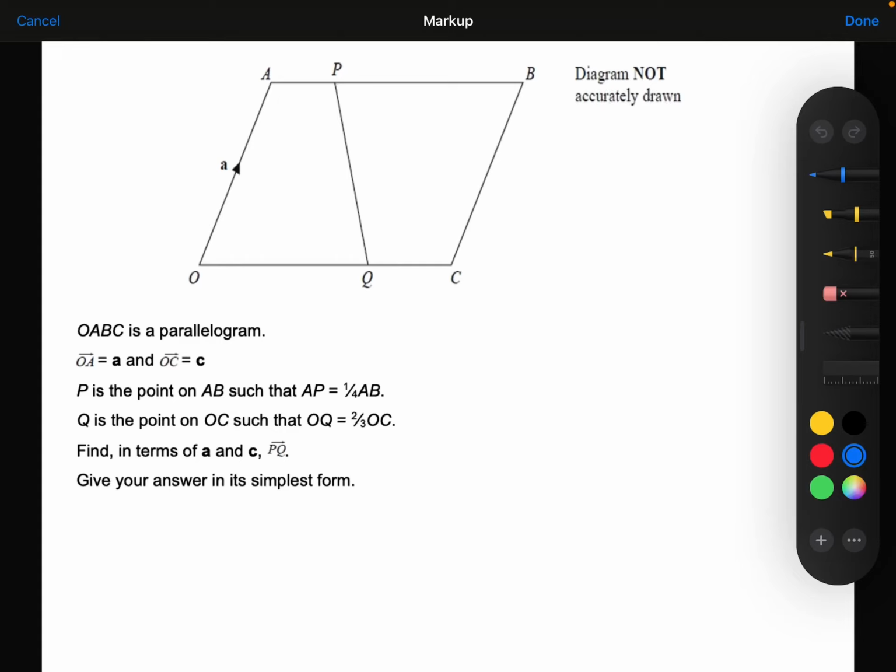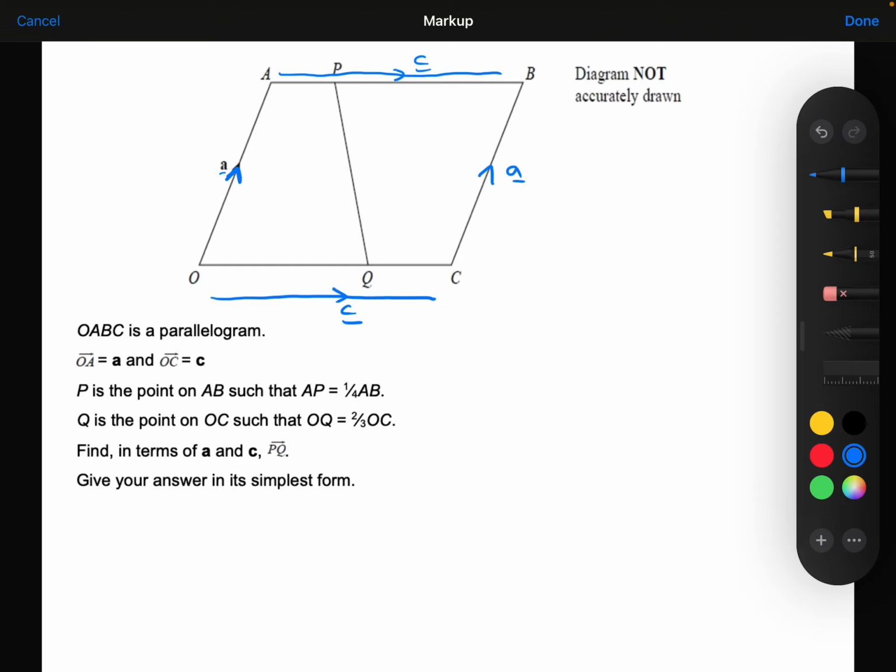OABC is a parallelogram. We're told that the vector O to A is vector A, that's marked on for us. We're told that O to C is vector C, that's not marked on for us, so let's mark that on. Now, because this is a parallelogram, I also know that C to B is also going to be vector A. And I also know that A to B is also going to be vector C.